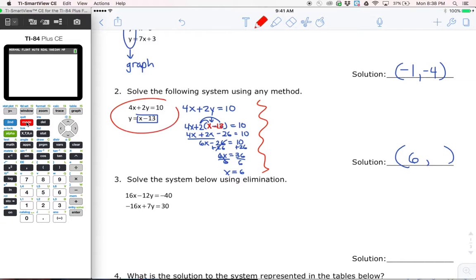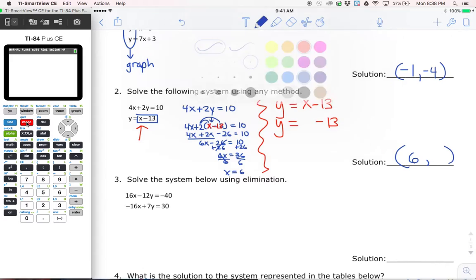So take one of these equations. I think this one is definitely the easiest one in this case. We've got y equals x minus 13. So y equals what minus 13? We're not writing x because we know that x is actually 6. And 6 minus 13 we know is just -7. So our y value here is -7.